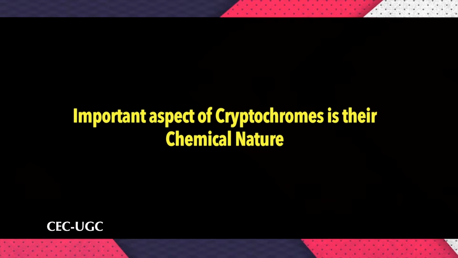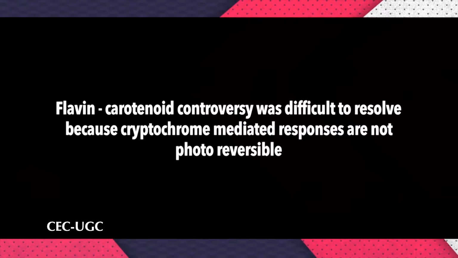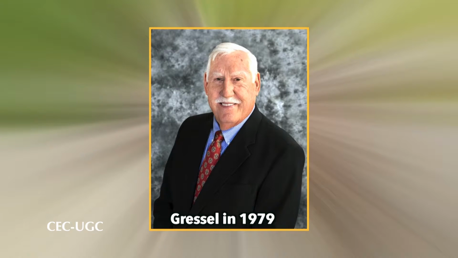Now, the second important aspect of cryptochromes is their chemical nature. The biochemical nature of blue light absorbing chromophores has been elucidated quite recently. A.W. Galston suggested nearly half a century ago that flavin was the most likely chromophore. However, zeaxanthin has also been speculated to be responsible for some of the blue light induced responses. The flavin carotenoid controversy was difficult to resolve because cryptochrome mediated responses are not photoreversible. Because of its hidden nature, the pigment was called a cryptochrome by Gressel in 1979.